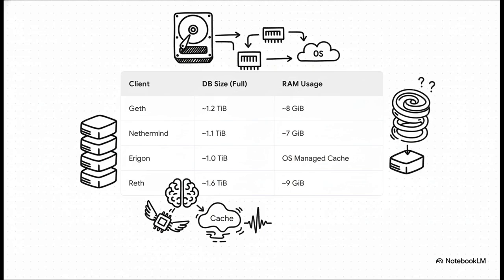First thing my eye goes to, database size. Look at Erigon. It's the slimmest by a good margin, just 1 terabyte. Reth, on the other hand, is the hungriest for disk space right now, but it's still optimizing.